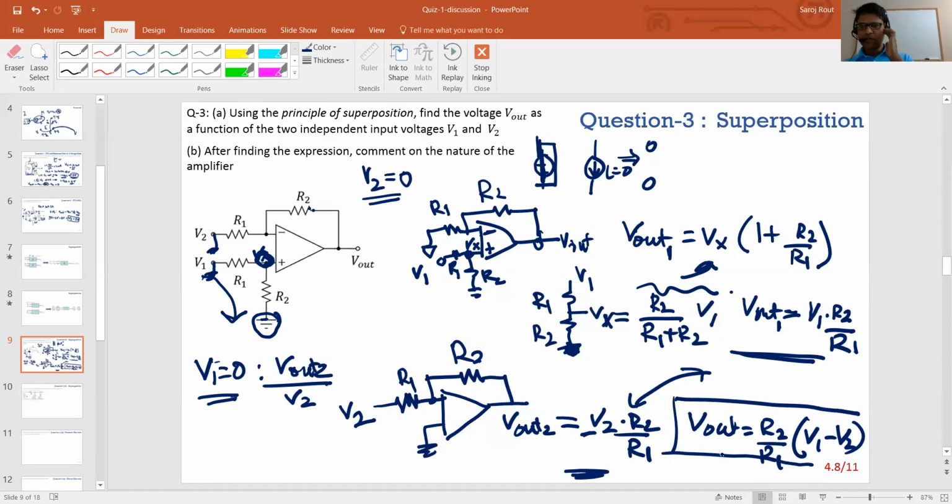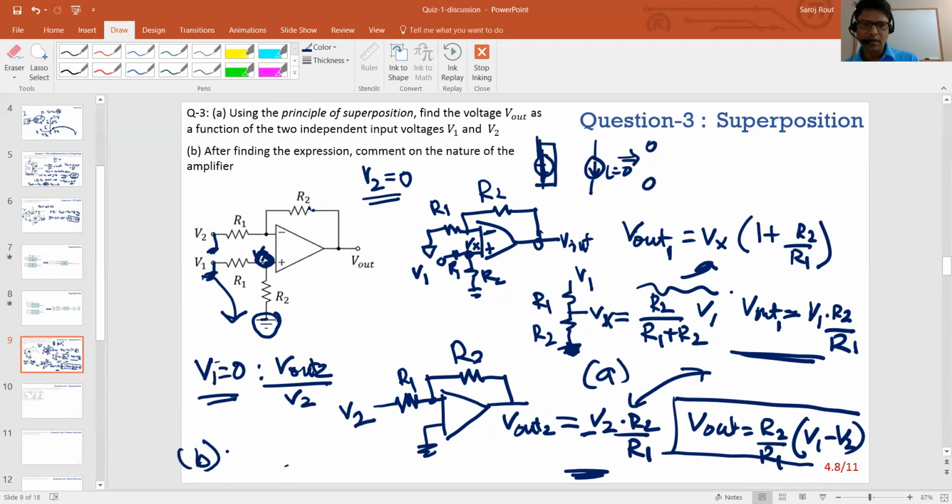So with superposition, you can get results quicker, and you have a more intuitive feel too. So you know how V1 is getting transferred to the output, and how V2 is getting transferred to the output. So that was the first part of the question.